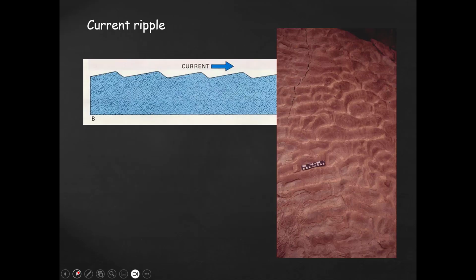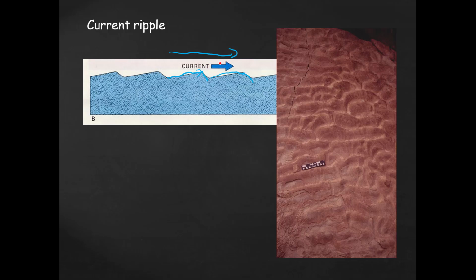This one is a typical current ripple. If you look from the side view, you see that one side is much longer, the other side short: long, short. So the current direction is shown by the long side, so you know it was going this way. It's unidirectional, and the ripples are asymmetrical.